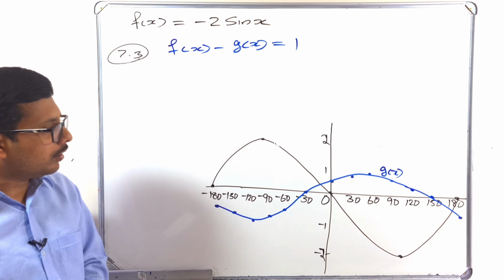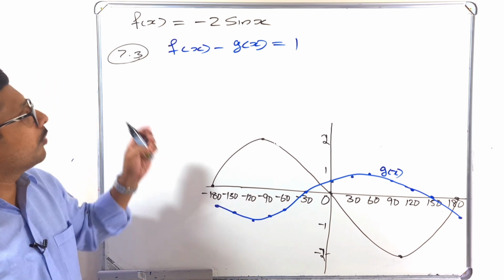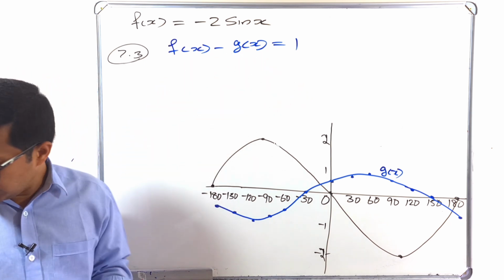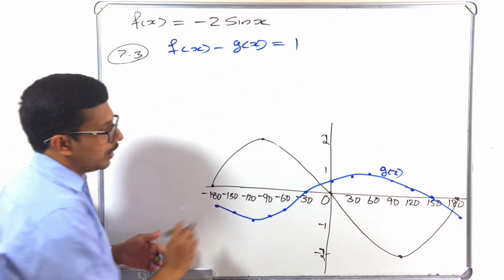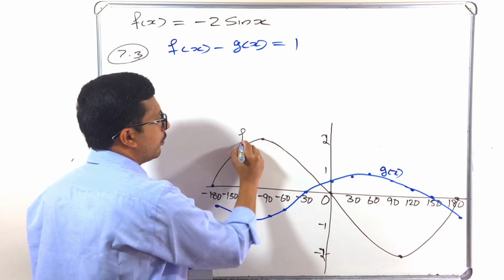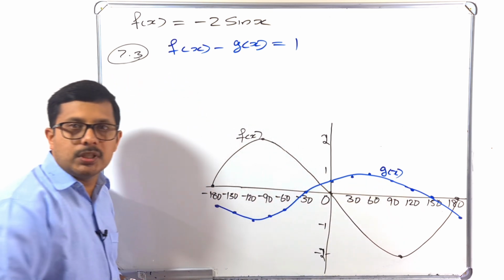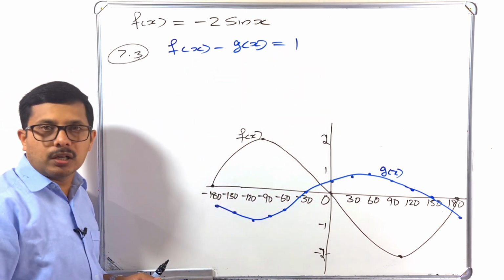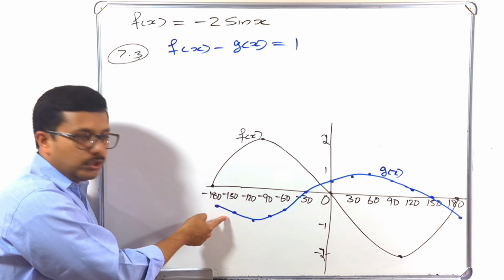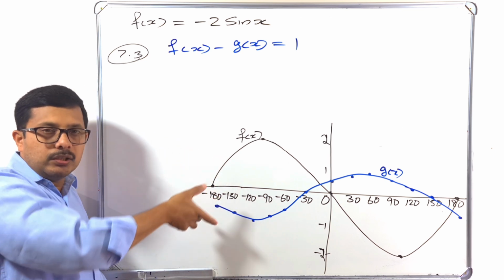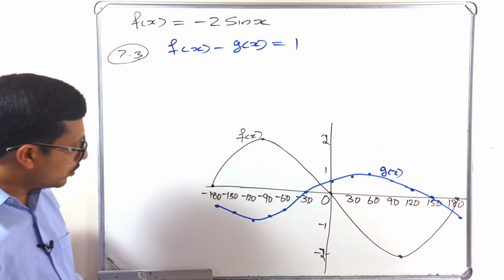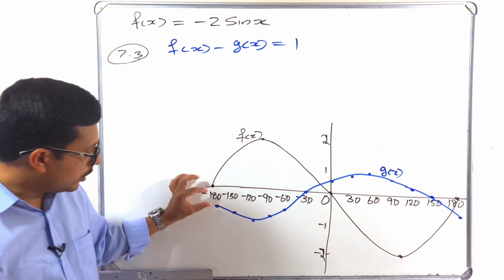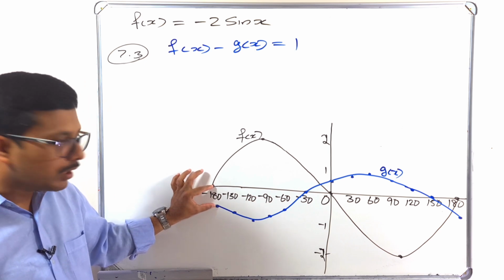Okay, so here look at your graph paper. Before that, what is the meaning of f of x minus g of x? Here you can see that this black graph is the f of x graph. Am I right? This one is the f of x graph, and this blue graph is g of x. Then what is the meaning of f of x minus g of x is equal to 1? When you subtract f of x and g of x, the difference between the graphs is 1. Here you can see that at this point it is 0 minus 0.5. So the difference between f of x and g of x is 0.5.